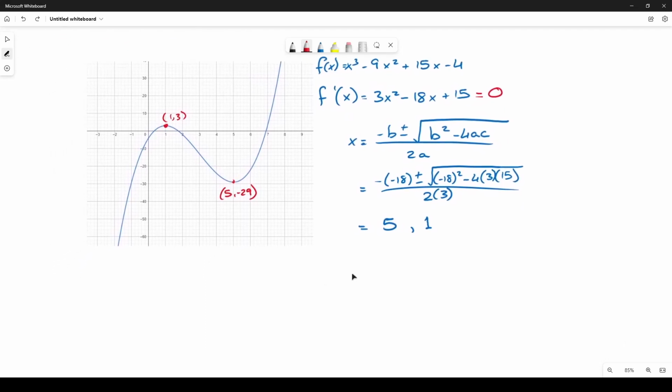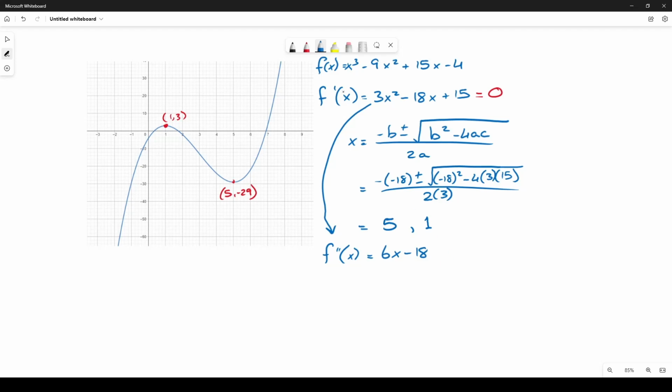But let's say they're dastardly about it. What they might do is ask which is the max and the min using the second derivative. So what you do is, you take this guy down again, and you differentiate it to get the second derivative. When you differentiate it again, you get 6x minus 18.